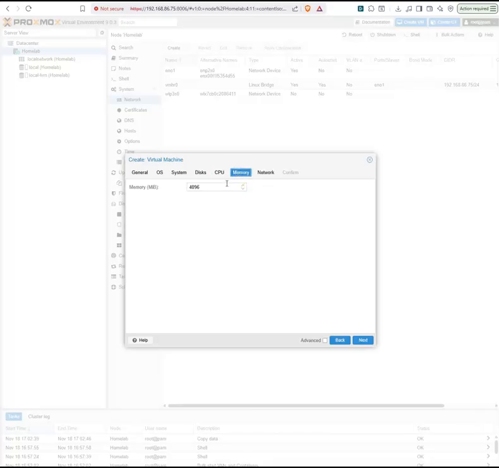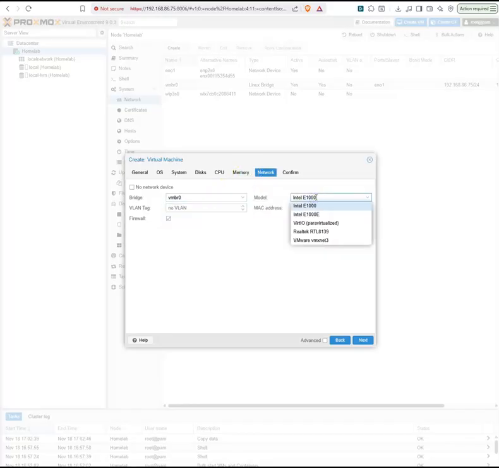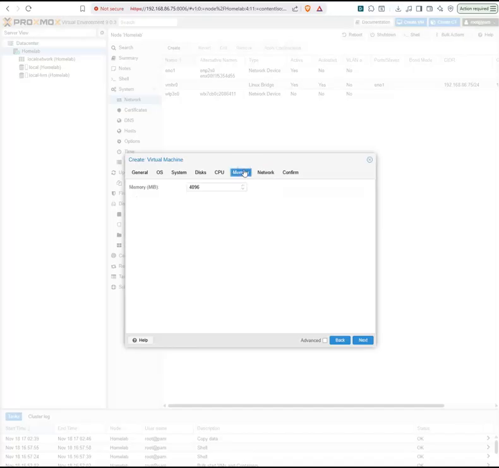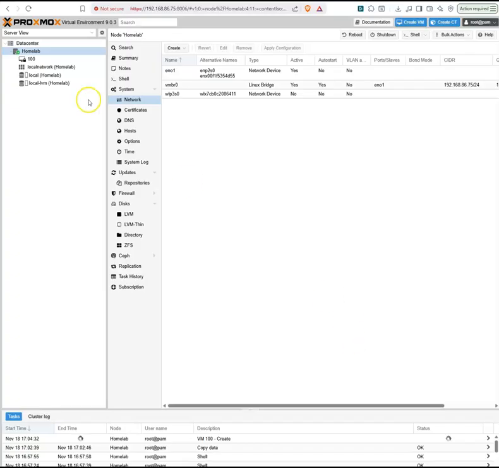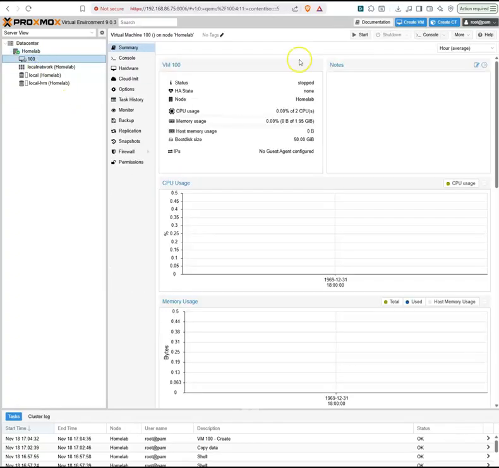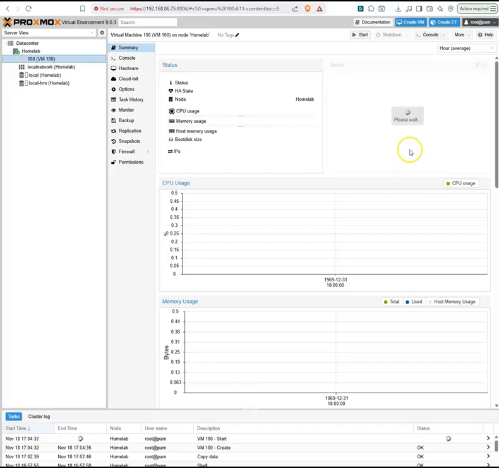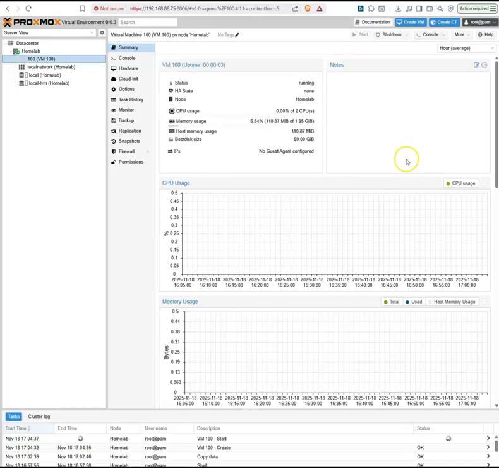Two cores. I don't even know how much RAM is in this damn machine. Oh, I feel like this is going to be pretty bad. Let's just do 2000. That's going to be terrible. Fuck it, let's do it. Let's start it. We're going to see what happens here.